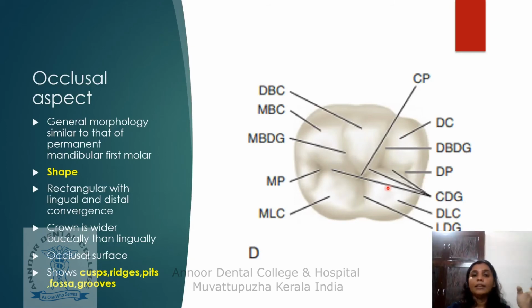Occlusally, general morphology is similar to that of the permanent mandibular first molar. Shape, it is rectangular with lingual and distal convergence. Crown is wider buccally than lingually. Occlusal surface shows cusps, ridges, pits, fossae and grooves. Generally, it is similar to the morphology of the permanent mandibular first molar, but smaller.